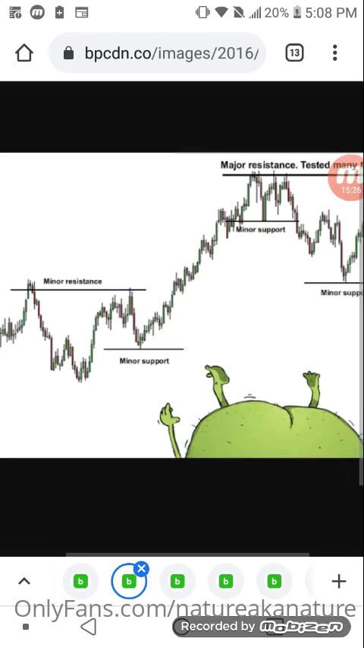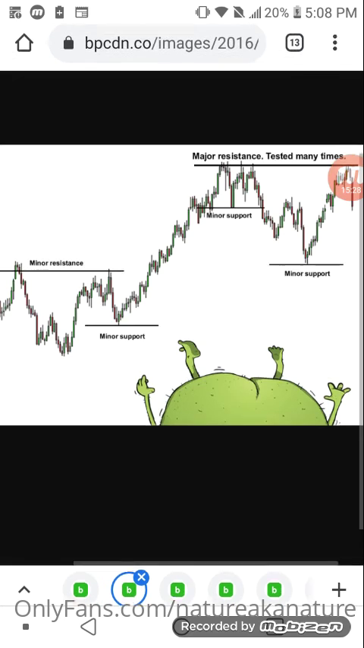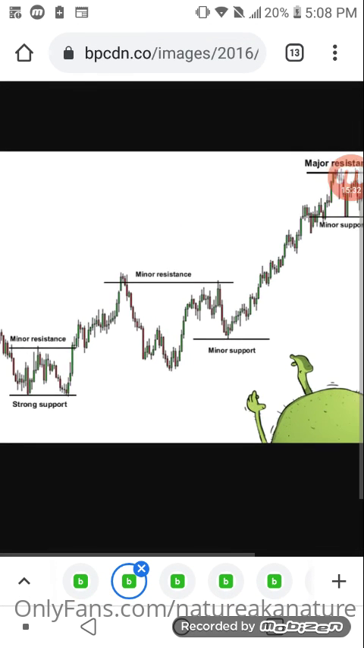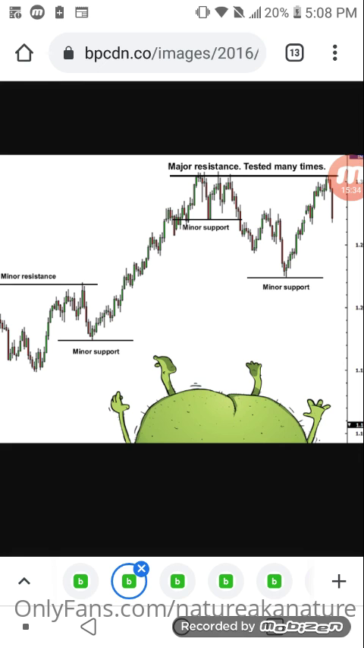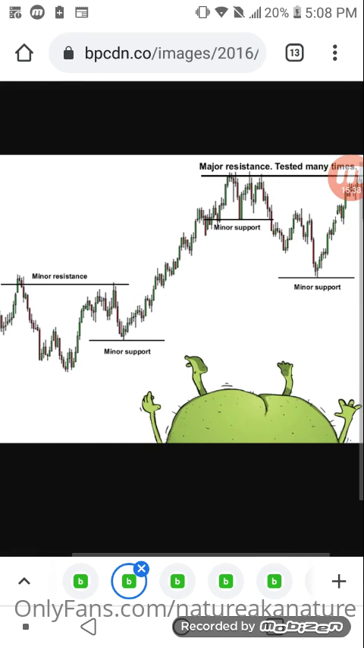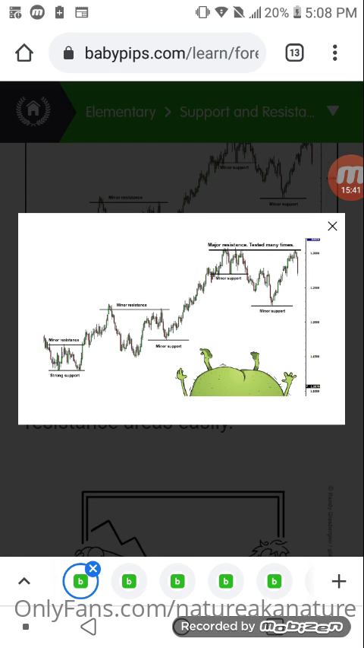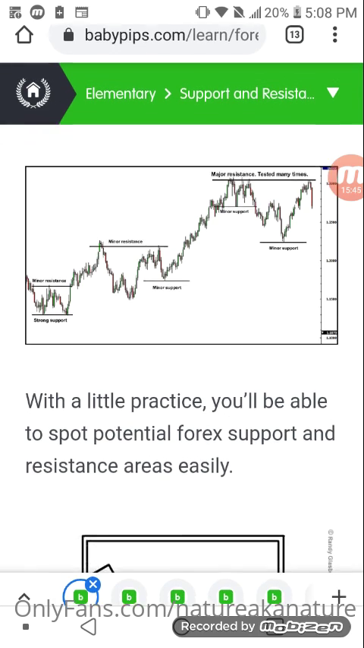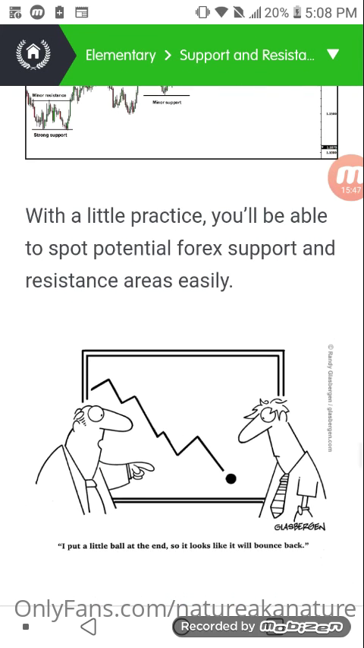I just want you guys to be able to spot resistance and support. Okay, so this is what resistances and supports look like. Remember, I hope that helped. With a little practice, you'll be able to spot potential forex support and resistance areas easily.